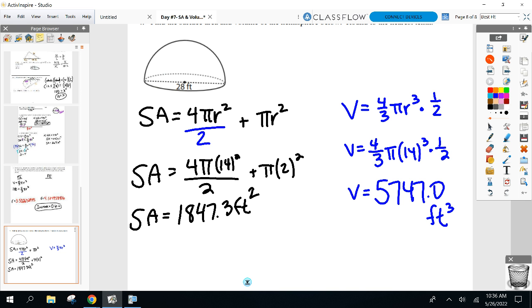Okay, so again, surface area, add in that circle, volume of hemisphere, just cut it in half. Get going on the assignment.